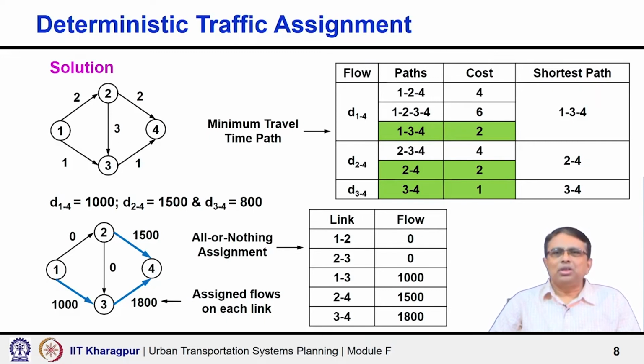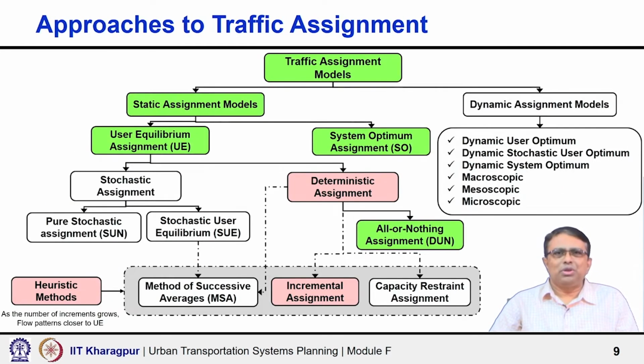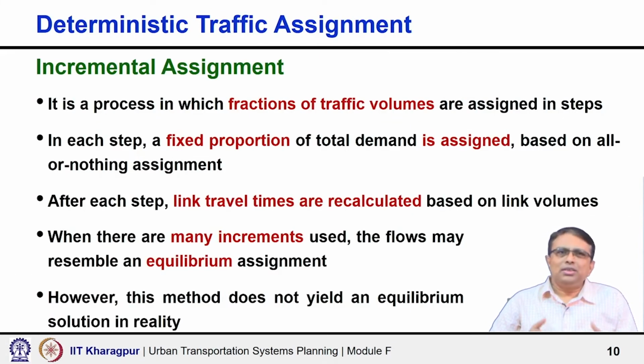So, it is 1,800. So, that is what gives you the deterministic assignment flow. Now, we go to the next one, that is called incremental assignment. Now, what is incremental? We know the problem, what is really the problem with the all or nothing assignment. Now, tell me what is the basic problem?